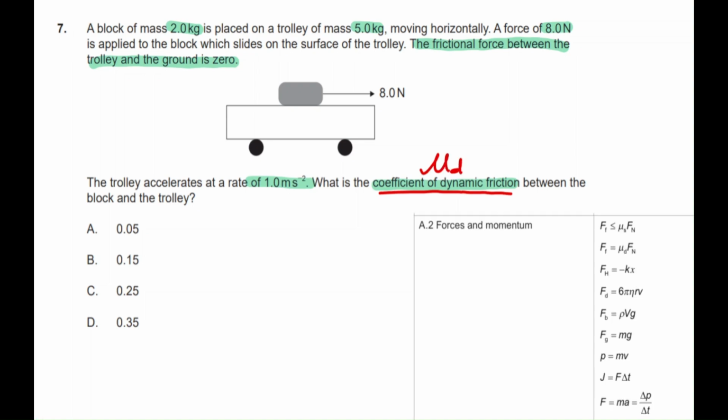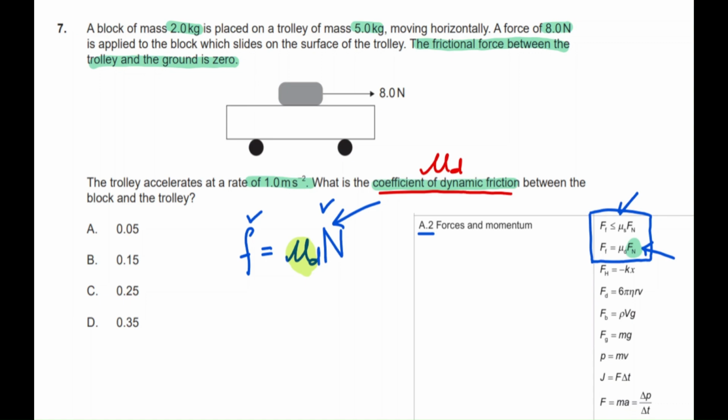If we look into the physics data booklet under topic 8.2, we can see that the first two equations are about friction. The first equation is about static friction, while the second one is about dynamic friction. Any object that's in motion will have dynamic friction. Before we can solve for mu d, we need to make sure that we have the other two parameters in this case, which is the friction and the normal reaction force.